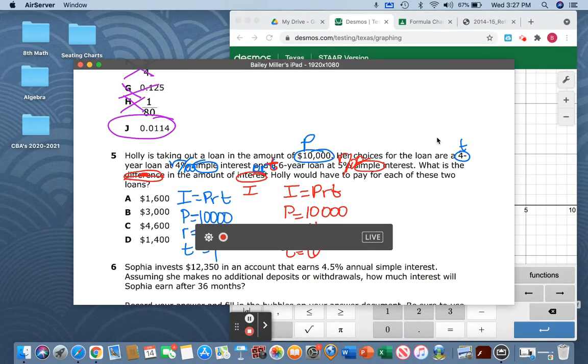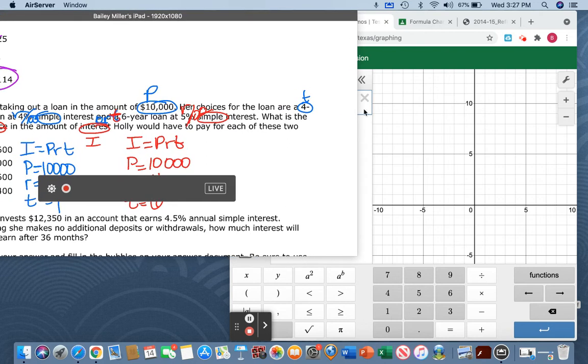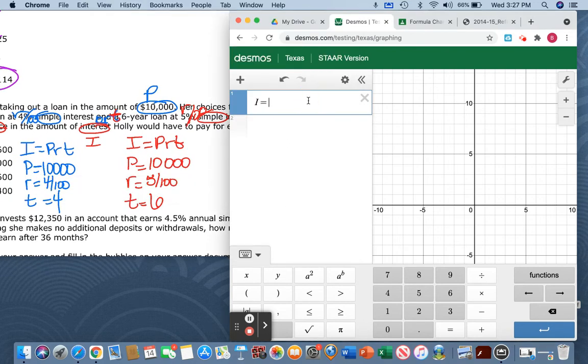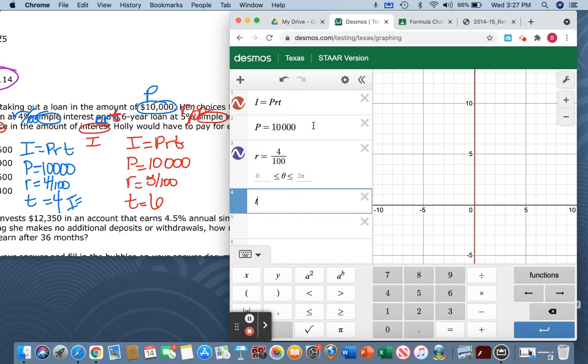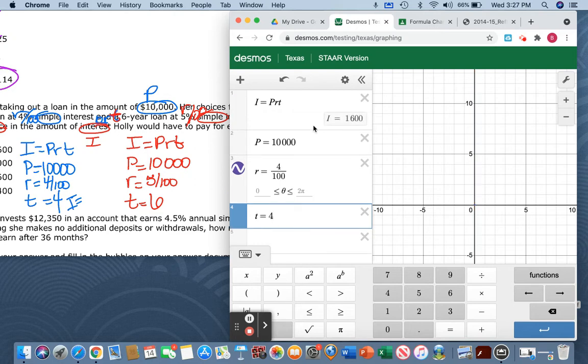I couldn't find it. Okay, so for our blue guy. Oops, not enough zeros. R is 4 over 100. T is 4. So our interest is $1,600. Oh, I'm choking on spit. 1,600. Oh, it's lagging. Technical difficulties.